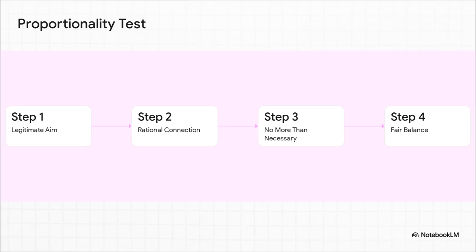1. Does the government have a legitimate reason, a legitimate aim? 2. Is there a rational connection between the law and that reason? 3. Does the law go no more than necessary to achieve its goal? And finally, 4. Does it strike a fair balance between what society gains and what the individual loses?